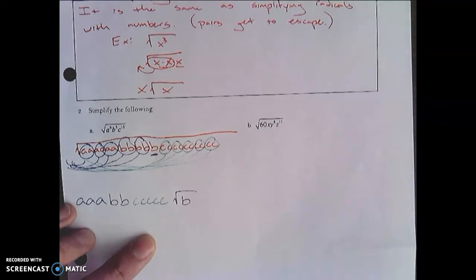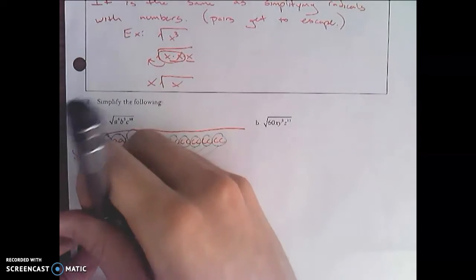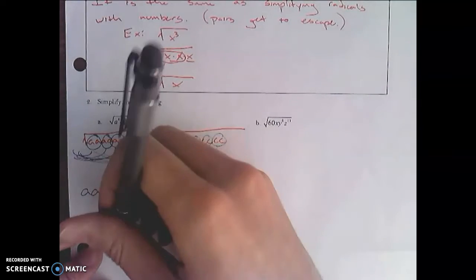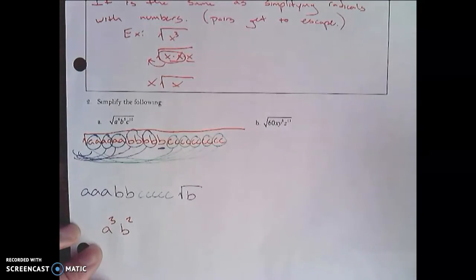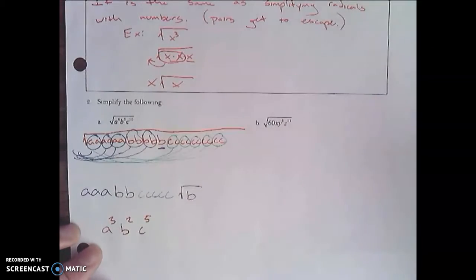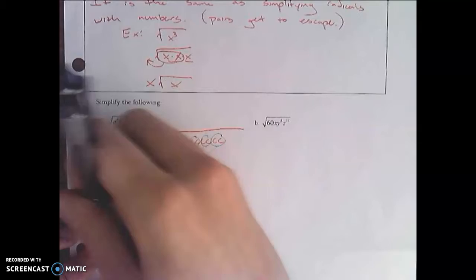Right? We know that a times a times a, or a times itself 3 times, can be rewritten as a cubed. B times itself twice can be rewritten as b squared. C times itself 5 times can be rewritten as c to the 5th. And then our square root of b. And this is our final answer.